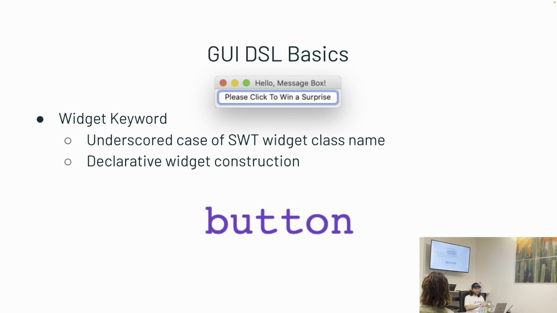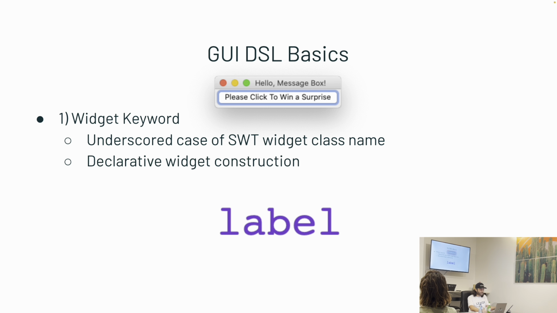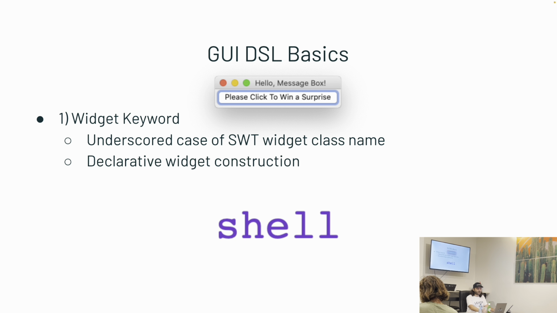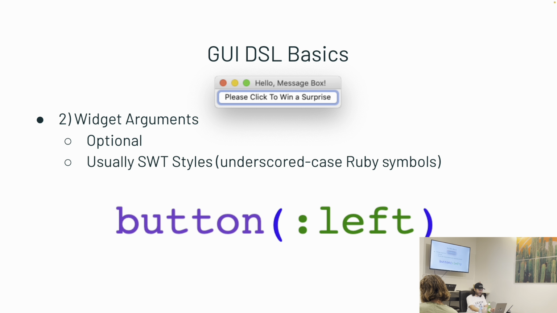We're using Ruby. Ruby is one of the most superior languages in the world for declarative programming, and we get it. So we can say button, label, text, radio, shell, meaning window, and there's a whole bunch of widgets that are supported in SWT out of the box. Basically, every native widget out there in operating systems is supported. So I'll get into that later, but that's just an example.